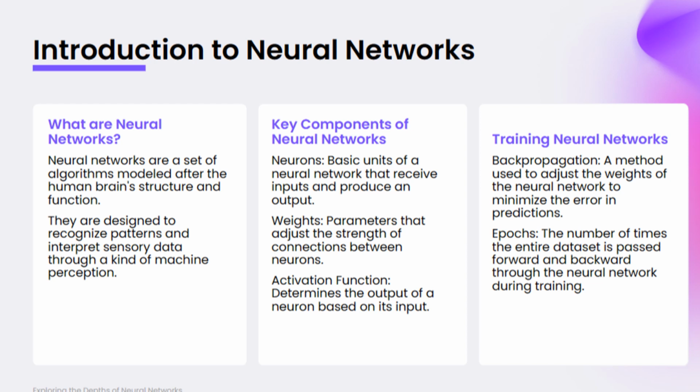Now, let's discuss the key components of a neural network. Neurons, first of all. It's the basic unit of a neural network that receives inputs and produces an output. Then we'll come on to the second one, which is weights. That is the parameters, the things that adjust the strength of the connection between the neurons.